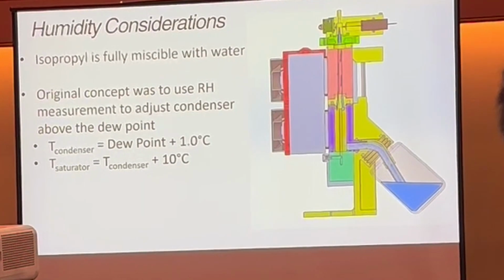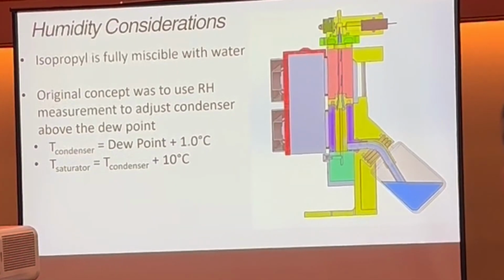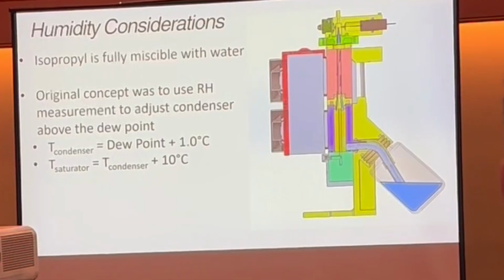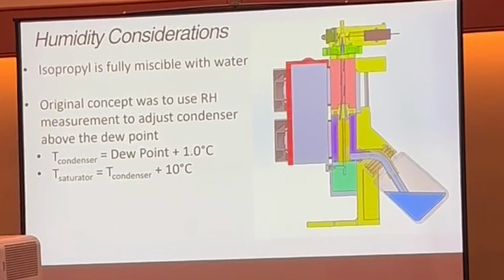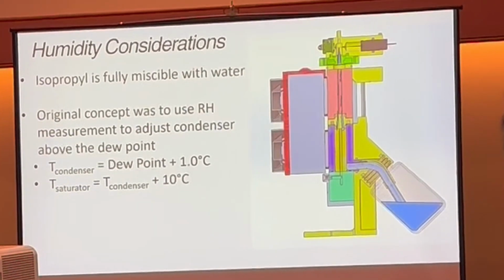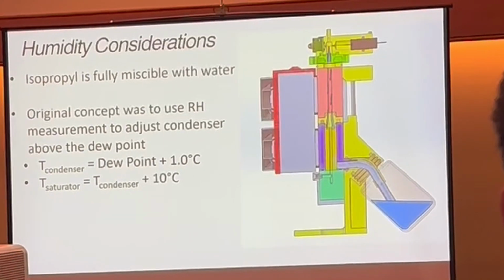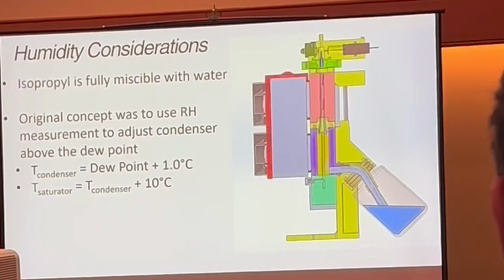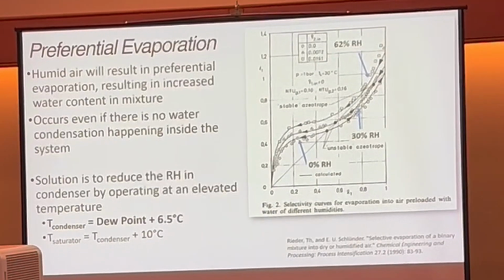Our original concept in our design was to prevent water vapor condensation happening in the condenser. Think about your Coke can on a cold day, it starts condensing water vapor. Well, what if we just make sure that we condense isopropyl and not the water, so we don't ever have this water issue? We'll just measure the dew point coming in and set our condenser to be 1 degree above that so it never condenses the water, and life's great. We were wrong. There's a problem called preferential evaporation.